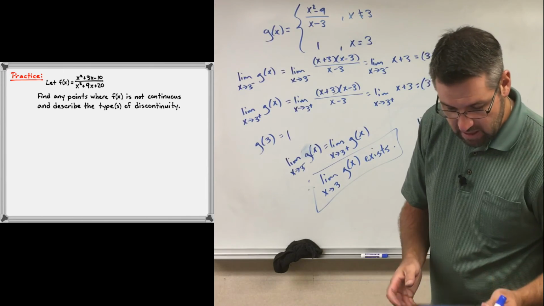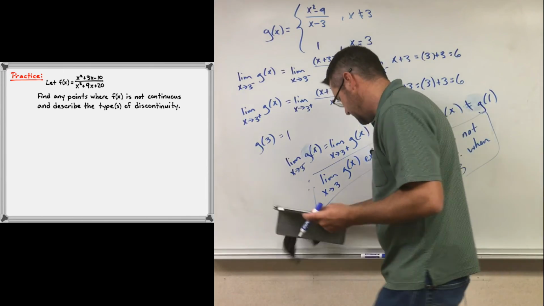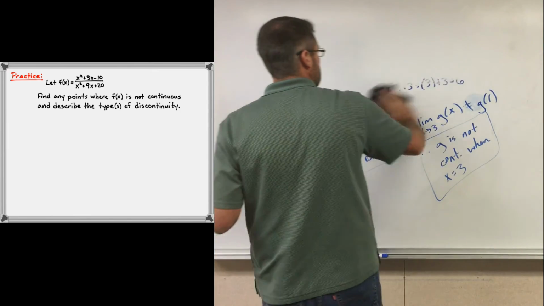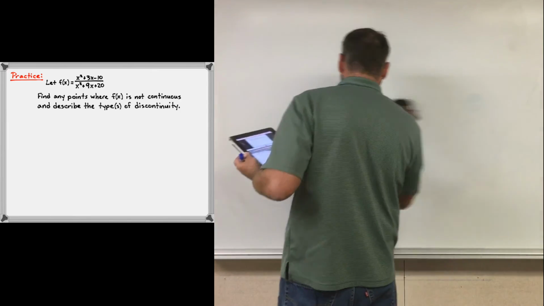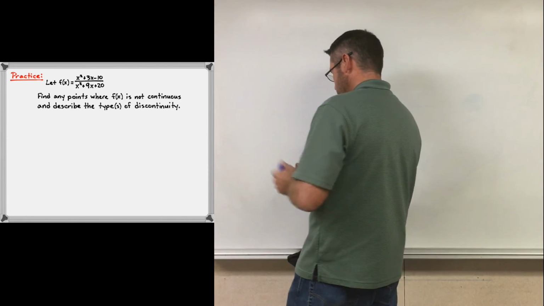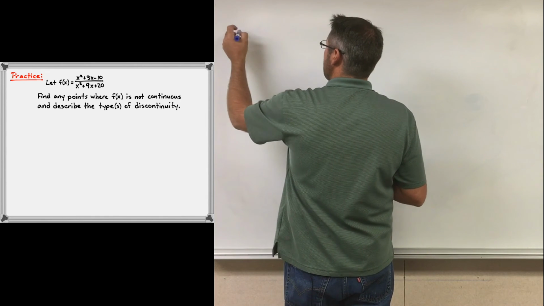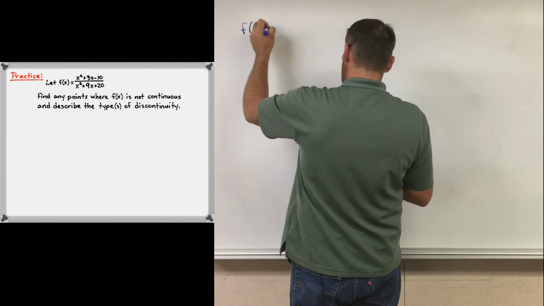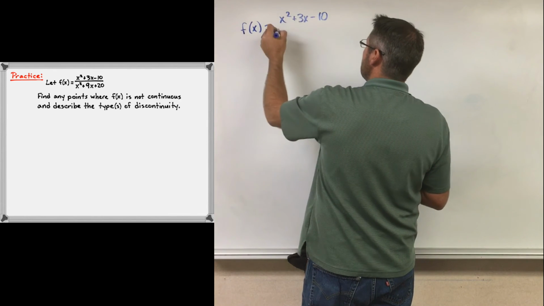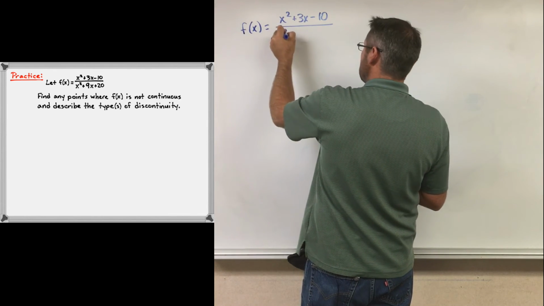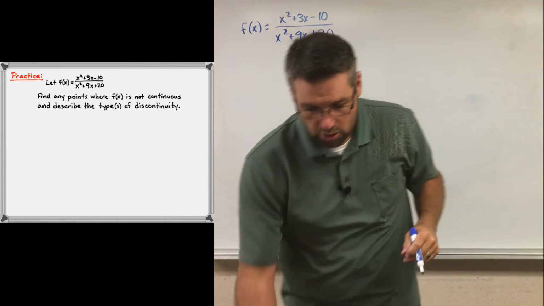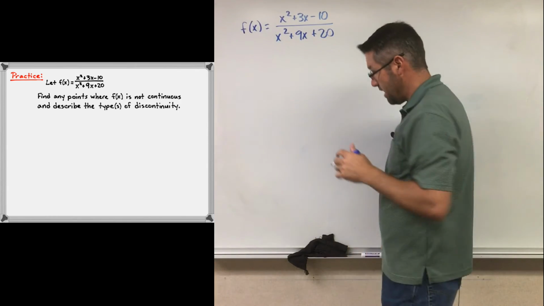This problem says, find any points where f is not continuous and then describe the types of discontinuities. This is an easy, quick problem. It really is. It's a cool problem. And it kind of checks whether you understand what we've been talking about. So if I have f of x equals x squared plus 3x minus 10 over x squared plus 9x plus 20, and we're looking for discontinuities, it's pretty easy to find out, okay?